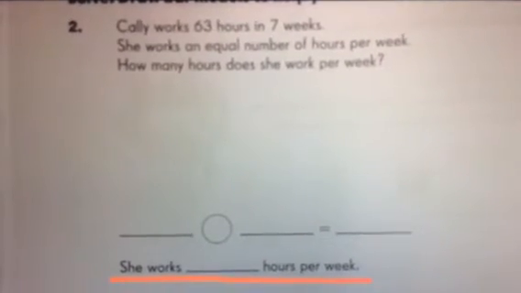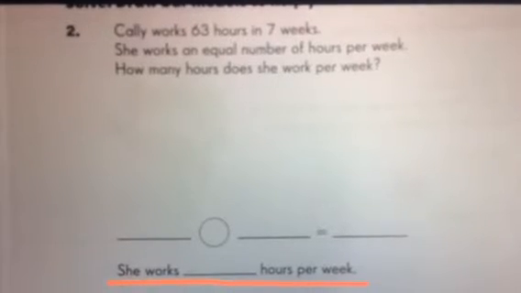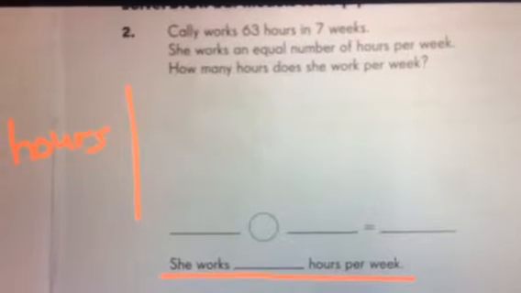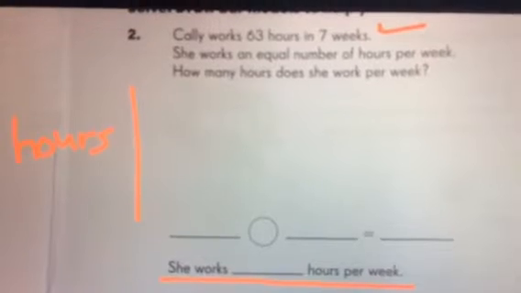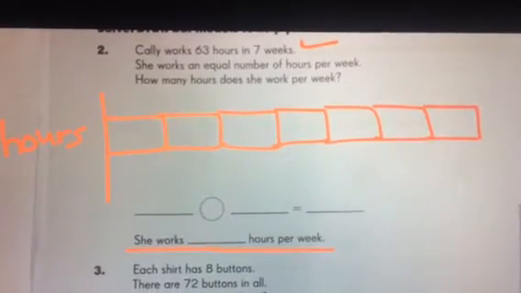So this is bar modeling in division. Now, in this case, we see that we are talking about hours. So who or what is this problem about? It is hours. And we see that we know the group number, which is 7 weeks. So when we know the group number, we go ahead and do our bar like this. 1, 2, 3, 4, 5, 6, 7. So that's the number of groups because there are 7 weeks.